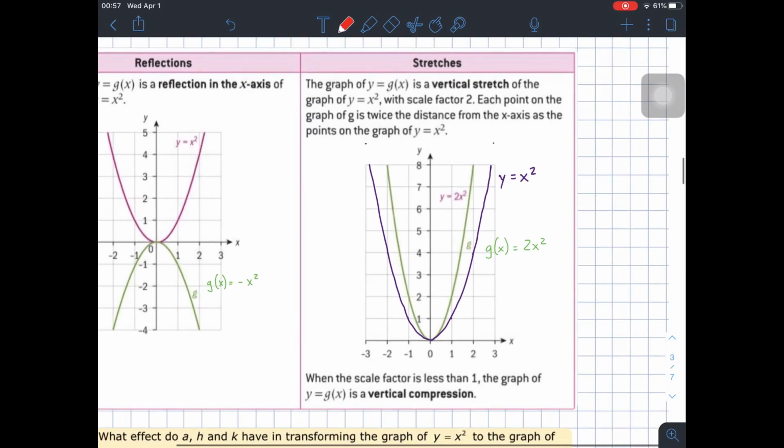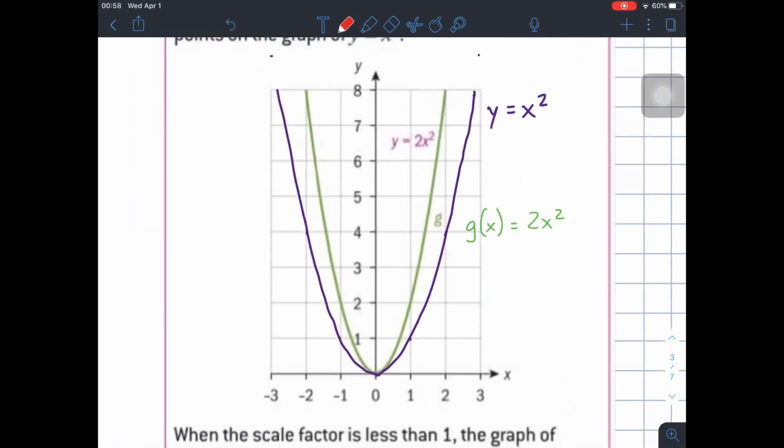And then finally we have stretches. It says the graph of y equals g(x) is a vertical stretch of the graph of y equals x squared with a scale factor of 2. Remember that when we have a scale factor of 2, that's a vertical stretch, right? You see that the green function is now closer to the y-axis than the original function, which is the purple one, okay? Each point of the graph of g is twice the distance from the x-axis as the points on the graph y equals x squared. When the scale factor is less than 1, the graph of g(x) is a vertical compression, okay? So this is what we see here.